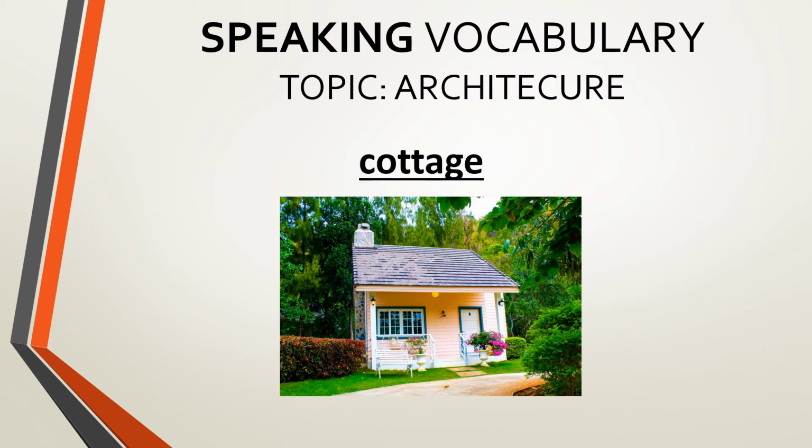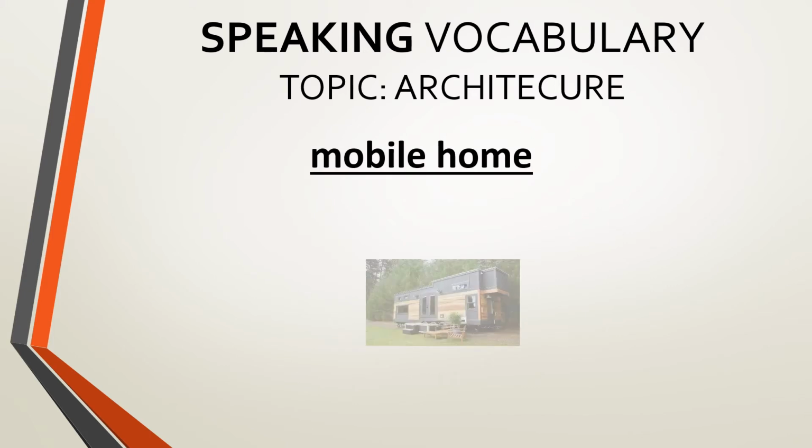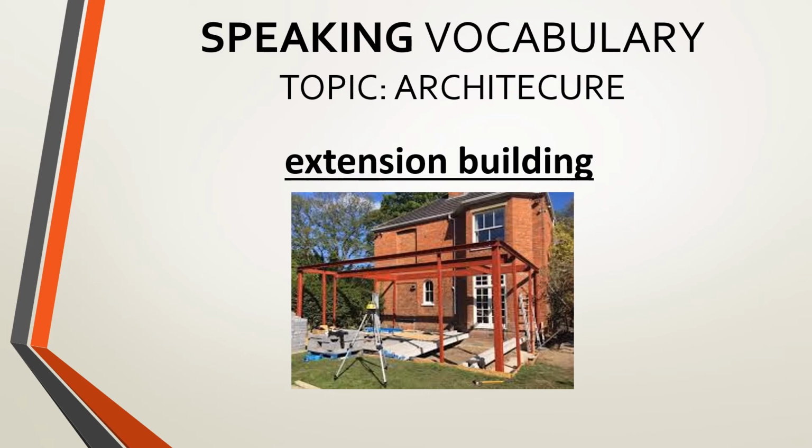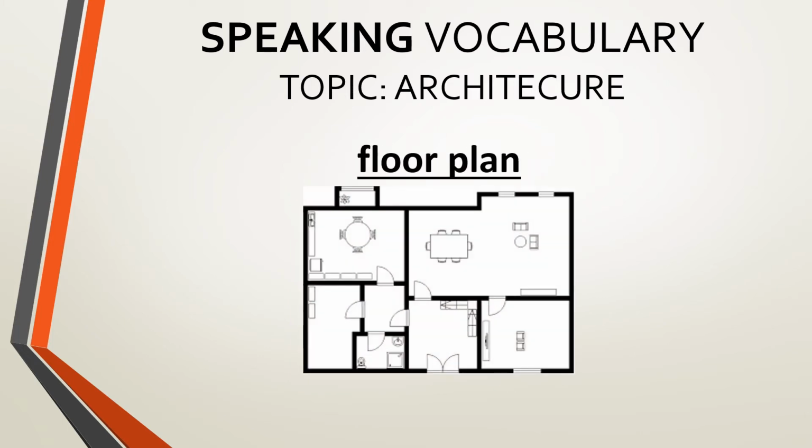And a cottage looks like this. It is small, yet the materials used are a combination of modern materials like cement, glass, metals, and wood. Now if you want to travel from one place to another and you want to take your house with you, then this is ideal for you. It is called a mobile home. But one disadvantage here is that you cannot have an extension where you can build another room in your house. Okay. Now before you build a house, you need to check first what we call the floor plan.